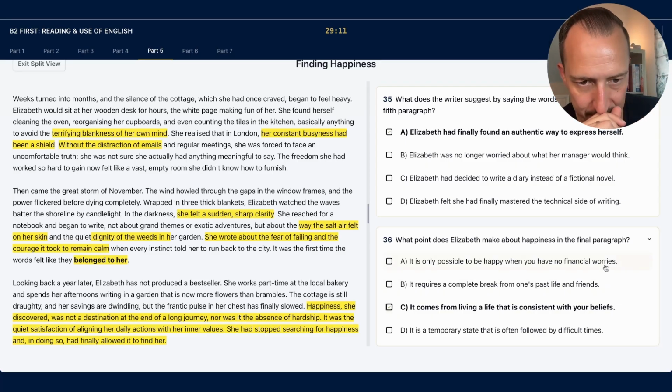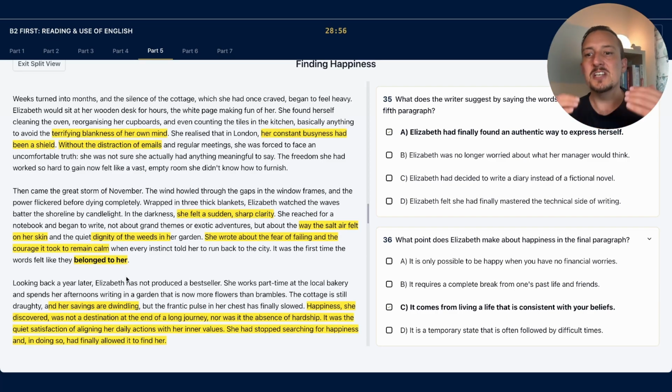Let's just rule out the others though, because we want to be doubly sure. It's only possible to be happy when you have no financial worries. So she talks about financial here, but is it only possible to be happy when you have no financial worries? Yeah, so she mentions her savings are dwindling, which means her savings are low, but she doesn't talk about it in the context of happiness. She just says that they're low. So it's not A.